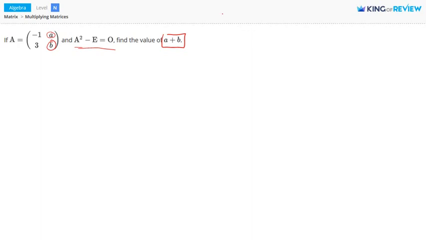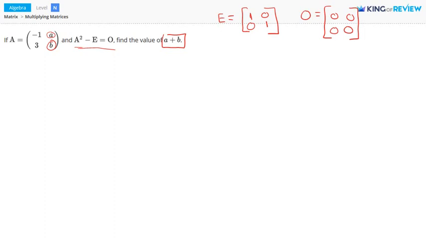So what is an identity matrix? This is an identity matrix. An identity matrix has ones in the main diagonal and zeros everywhere else. So this is an identity matrix. And then the zero matrix, which is O here, is a matrix where all of the entries are zeros.